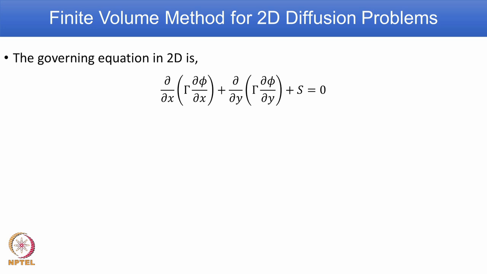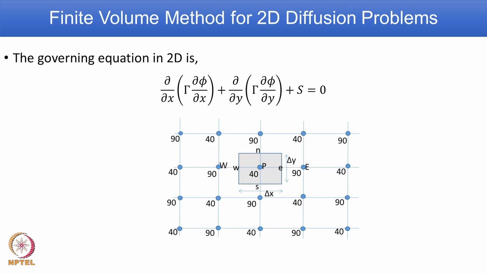We will now extend it to 2 dimensions. In the case of 2 dimensions, the governing equation becomes dou by dou x of gamma dou phi by dou x plus dou by dou y of gamma dou phi by dou y plus S equal to 0, and the mesh or the finite volume is shown here. In the case of 1D, it was only east and west; now we have north as well as south. So, let us look at this figure in detail.